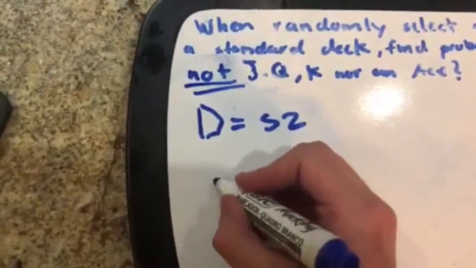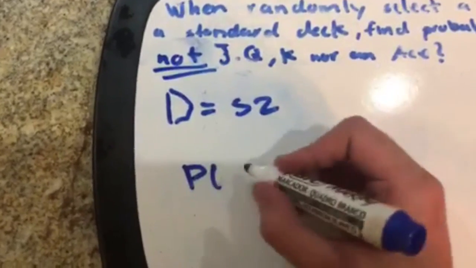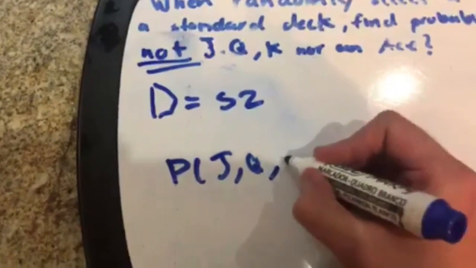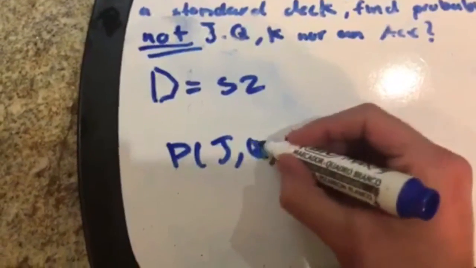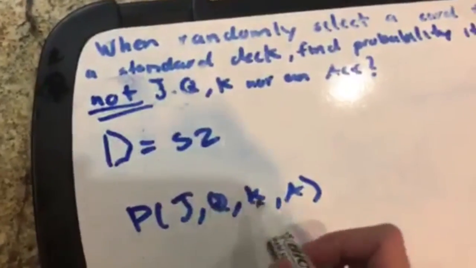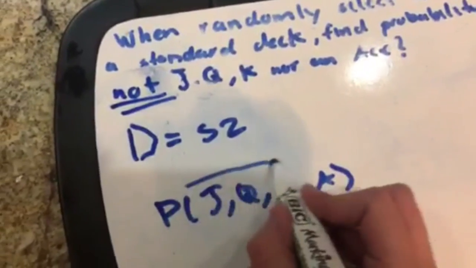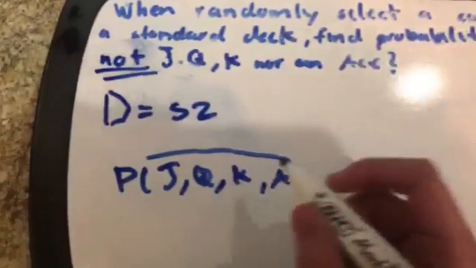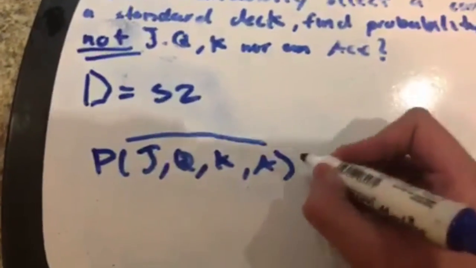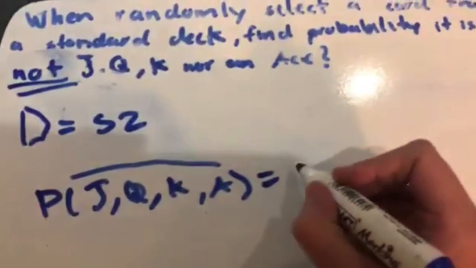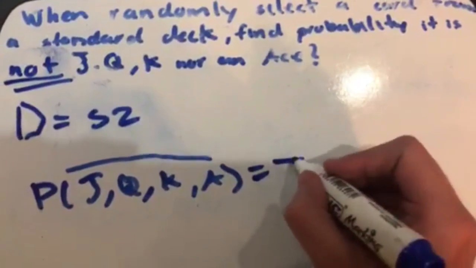So what we need to do is first look for the probability of J, Q, K, and ace. But it says the probability it is not any of this. So we need to put this sign, or a straight line, whatever you want to call it, because this means the opposite of this. So after that, our answer is pretty simple.